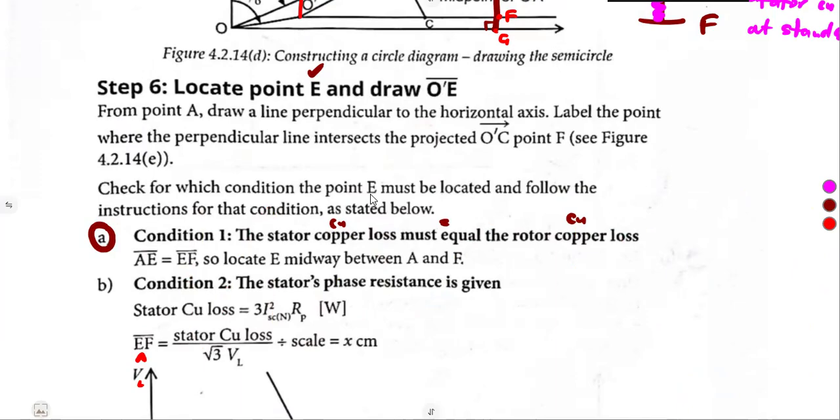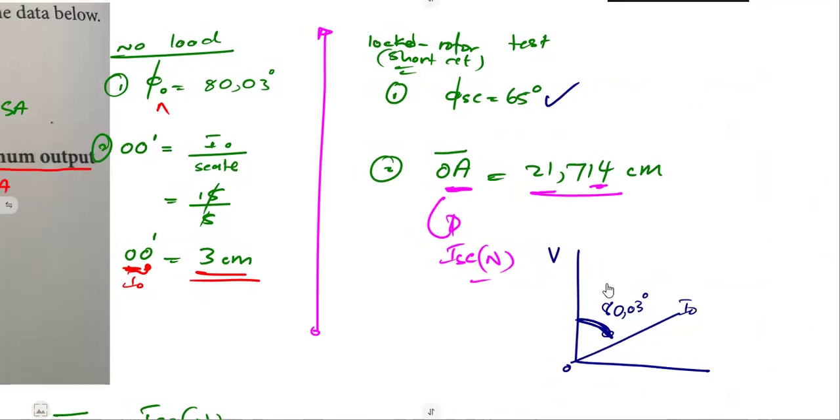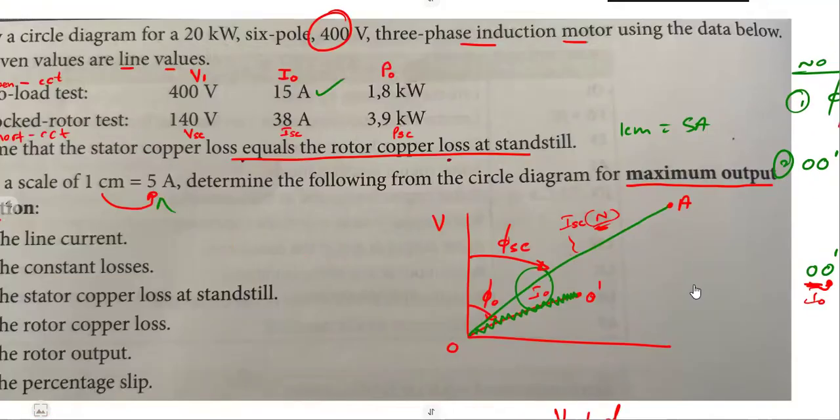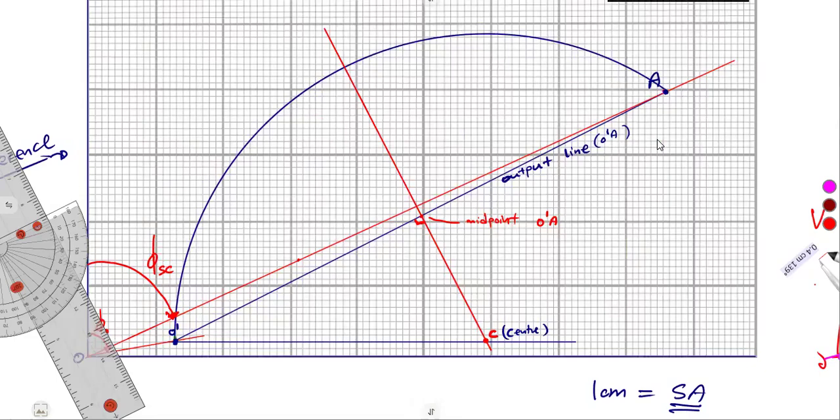In this case, there's a condition that they told us about, the stator copper loss and the rotor copper loss at standstill. That is where it plays a role. Remember, I said to assume that the stator copper loss equals the rotor copper loss. It affects the position of E. Why the position of E? We talked about this, guys: along this line, let me extend this one. This one is supposed to be extended.